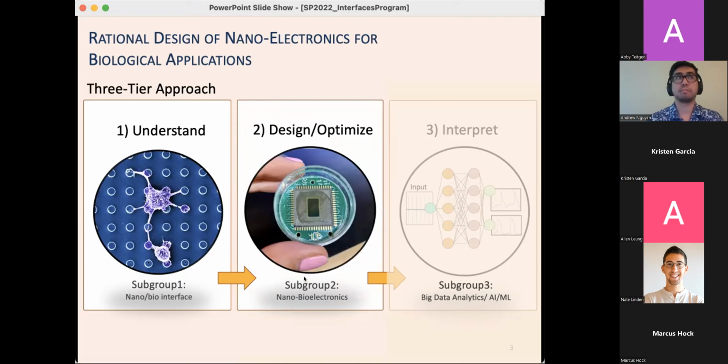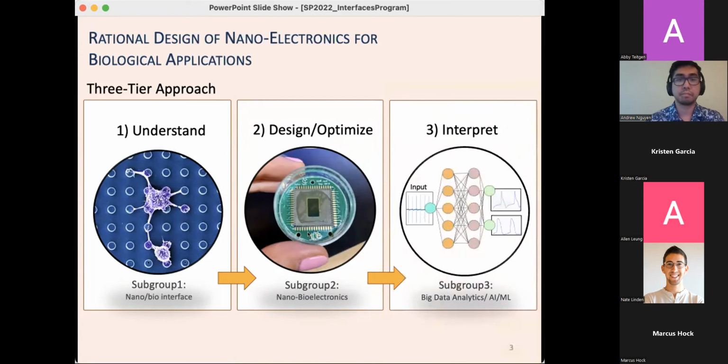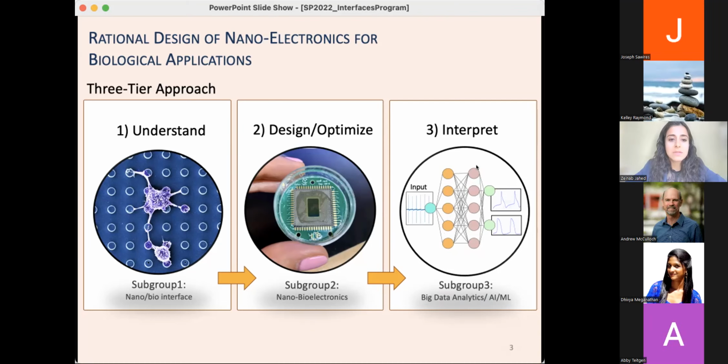So subgroup 2 of my lab works on designing these nanobioelectronics based on information that we get from subgroup 1, which is how the cells interface with these nanomaterials. And then finally, when we design and use these nanoelectronic tools, we develop large data sets from these biological readouts. And the third subgroup in my lab is focused on trying to interpret these data sets. So understand what's going on and try to answer different fundamental biological questions.